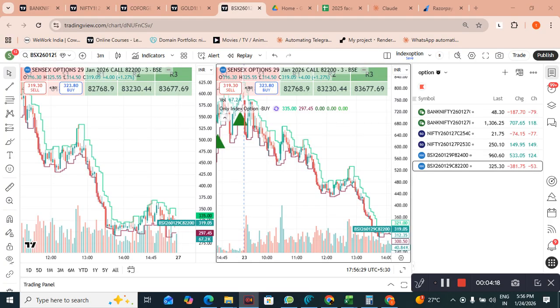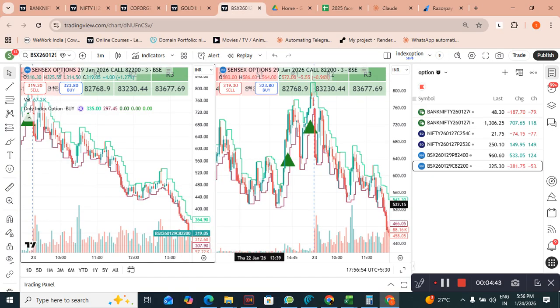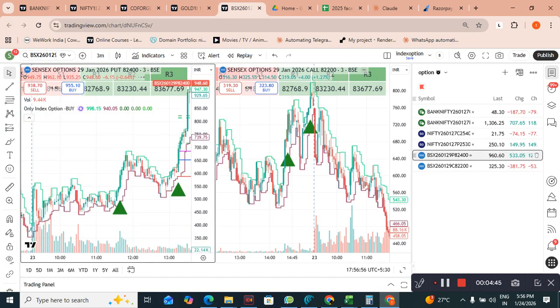The next method is for the intraday index option player. We know there is a huge movement in the index options. So this method is designed only for intraday, only for 3-minute charts and only for index options: Sensex options, Bank Nifty options, Nifty options. You need to apply two charts, one of the call and one of the put. Whenever a green dot appears on any chart, that is the time you are supposed to take a trade.